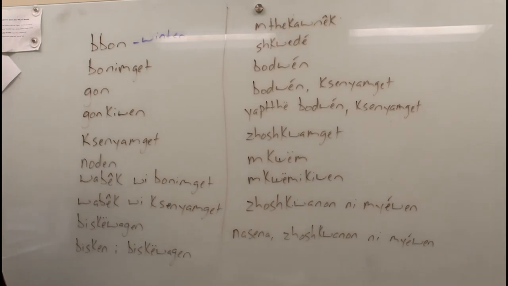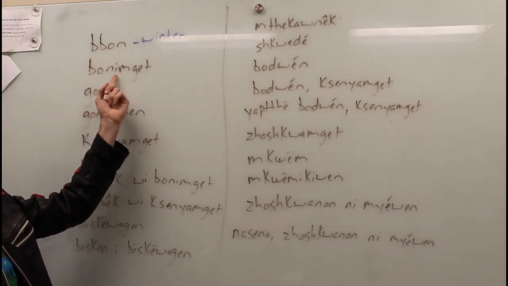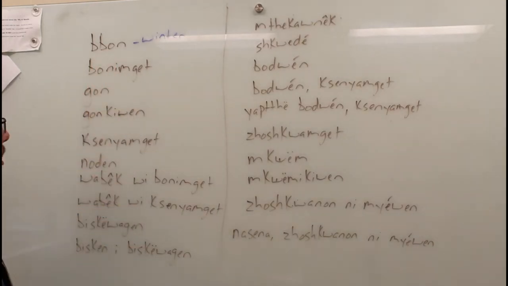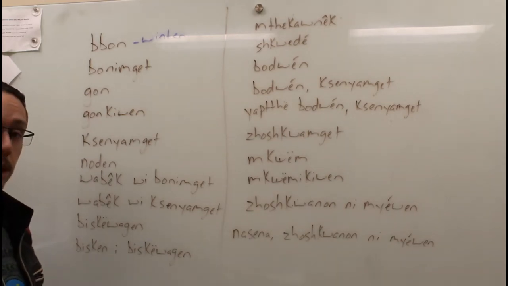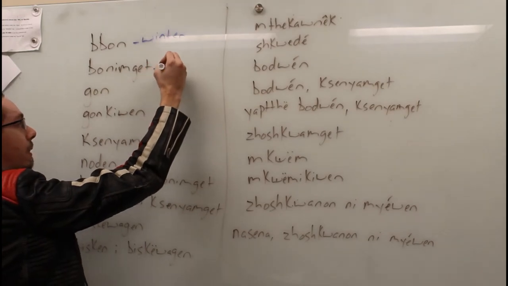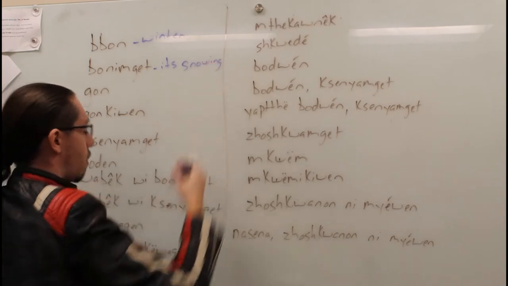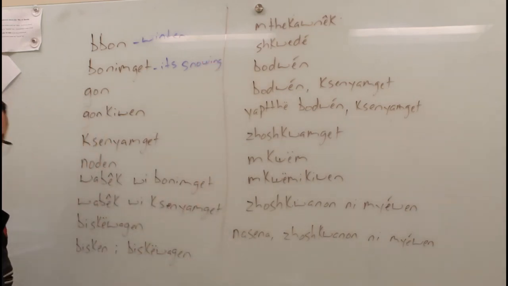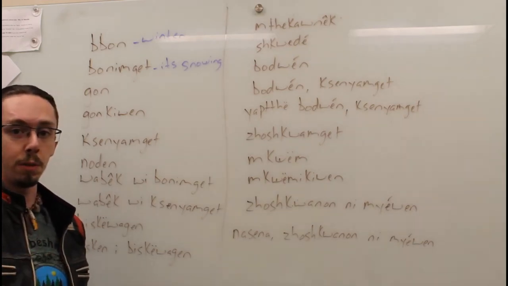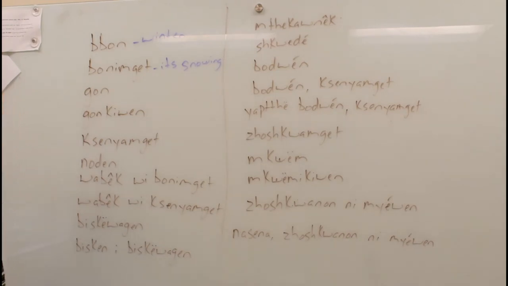Next word we have on here is bonimge. So bon means to stop, boni means to land. Bonimge, it is landing. That is our word for it's snowing. Now our words can be used different ways depending on the scenario. So bonimge means that it's snowing. You can also say bonimge airplane. The airplane is landing. That's the literal meaning to it.